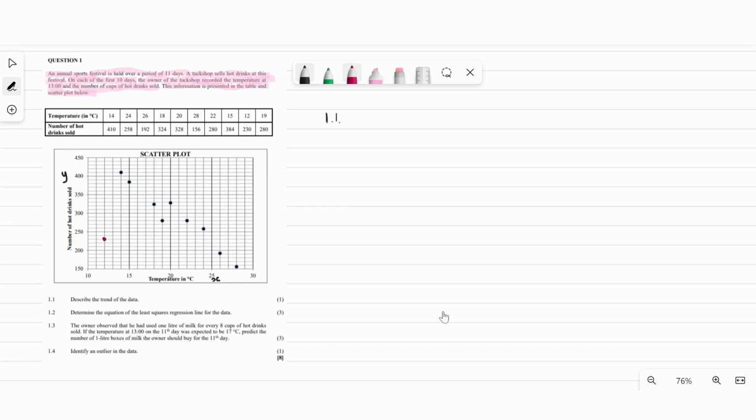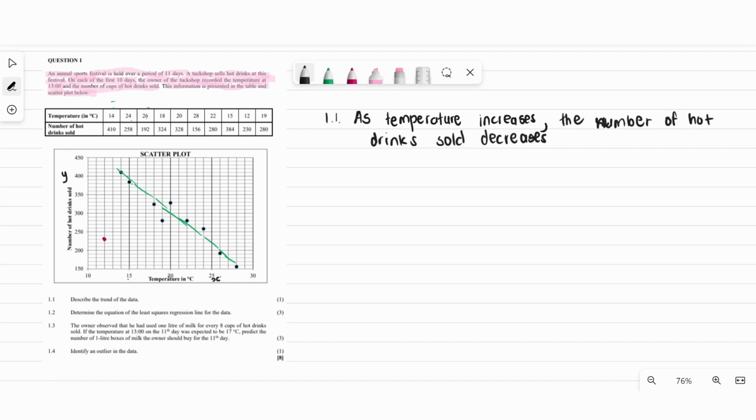What we see, I'm going to write it in green, is like a decreasing line, right? Going from the first temperature, the second, the third, the fourth, we see there's a line and that line is going down. As we increase the temperature, the number of drinks decreases. See, it goes down. So your answer here would be: the trend is that as temperature increases, the number of hot drinks sold decreases.